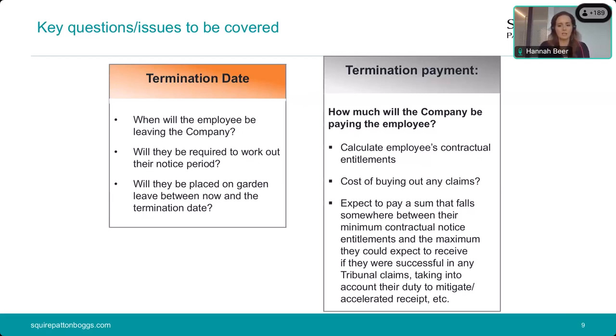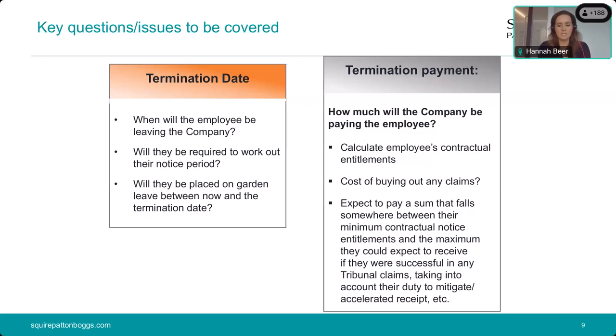In practice, a company would usually expect to pay a sum that falls somewhere between the minimum contractual notice entitlement and the maximum that they could expect to receive if they were successful in any tribunal claims, but that would take into account their duty to mitigate their losses if they were to bring an employment tribunal claim. The more of the process that the company has followed, the stronger the arguments for the company and the greater the litigation risk for the employee.